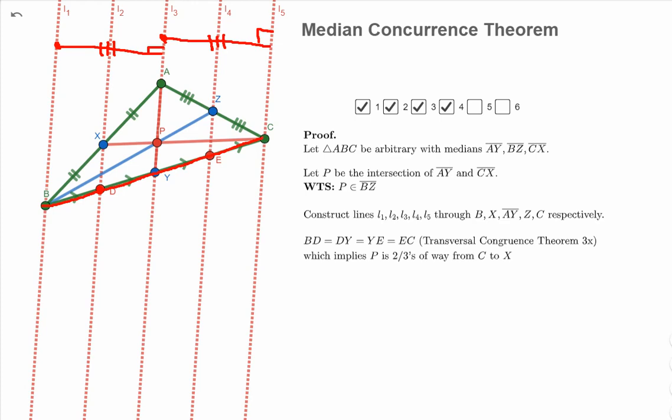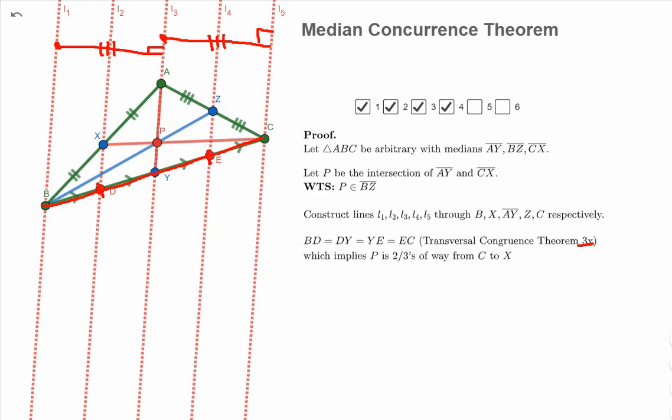And if I take the drawing back one step, you'll see that Y is a midpoint. So I know that BY is congruent to CY. I know this relationship is true by the transversal congruence theorem, right? So that's what I'm saying down here.